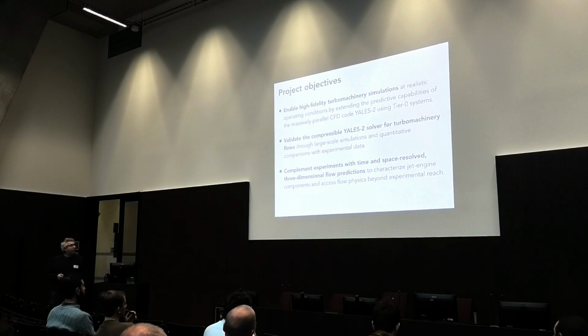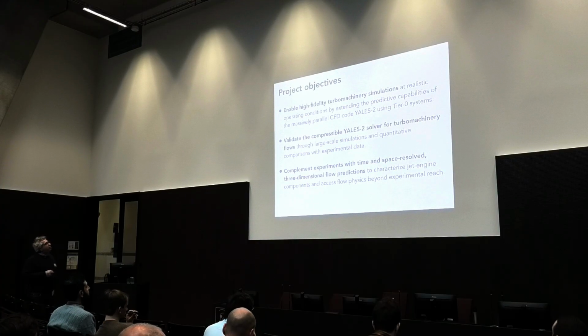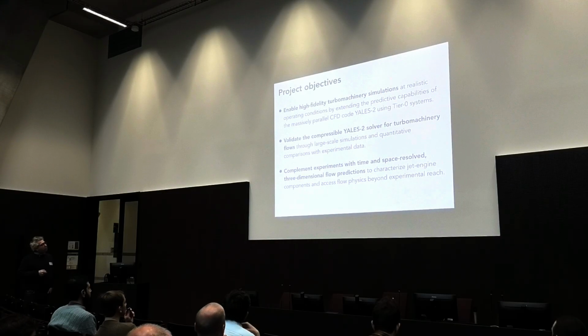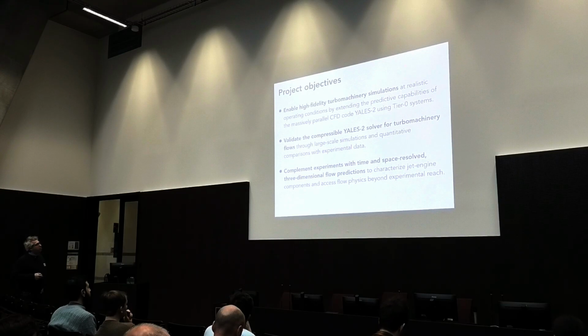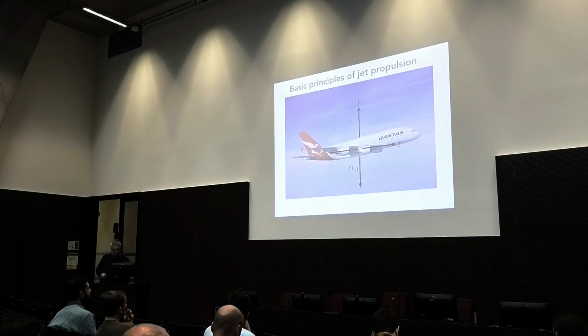So the objective of this project is to enable high-fidelity turbomachinery simulation at realistic operating conditions. And we want to extend the capacity of the Yales 2 code to address this kind of problem on tier 0 systems. We also want to validate the compressible part of the Yales 2 flow solver for turbomachinery flows in comparison with experimental data, which is quite important, and also to complement the experiment with time and space resolved three-dimensional flow prediction to better characterize new jet engine configurations.